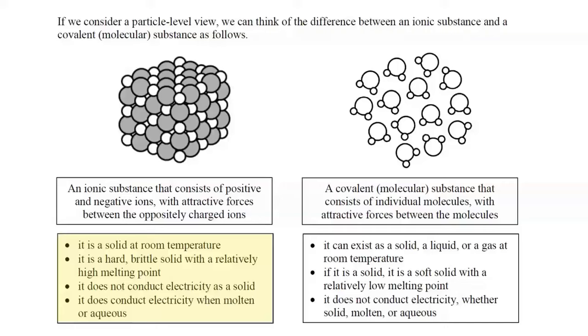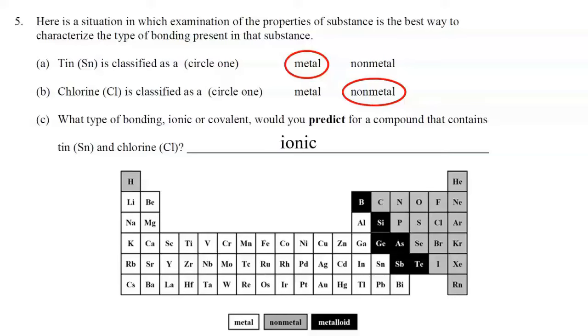Now, here is a situation, question 5, in which examination of the properties of a substance is the best way to characterize the type of bonding present in that substance. For this example, we have the elements tin, Sn, which is classified as a metal, and chlorine, Cl, which is classified as a nonmetal. Based on that criterion, metal and nonmetal, you would predict it would be ionic bonding.